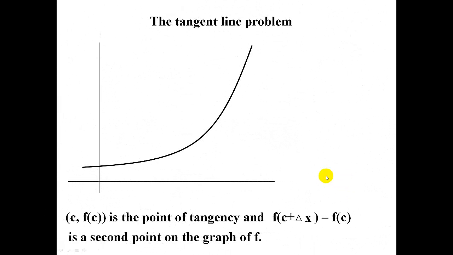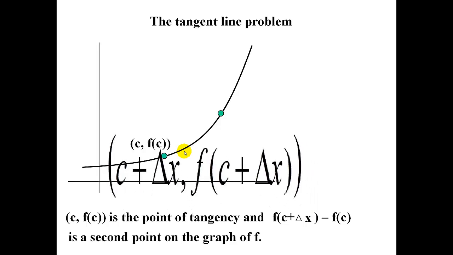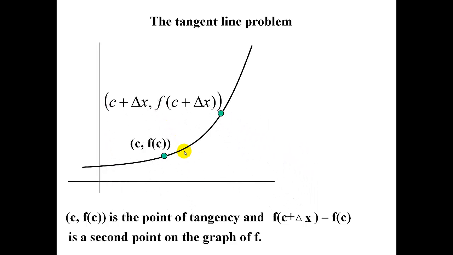The tangent line problem is one of the fundamental ideas of calculus, and if you have a point c, f of c, where c is the x-coordinate and f of c is its y-coordinate, we can determine the slope at that point, the slope of the tangent line, by picking another point some distance away from it, called c plus delta x and f of c plus delta x, and determining the slope of the secant line through those points. By doing that, we can then determine the slope of the tangent line.